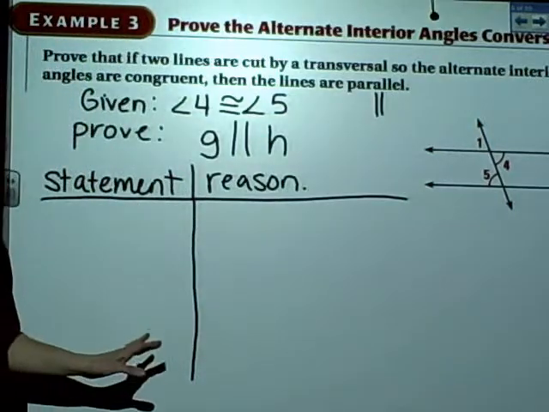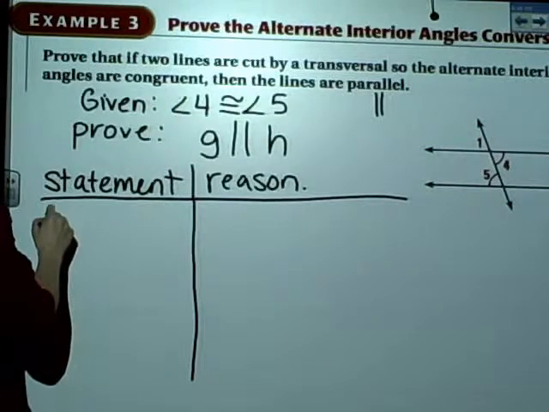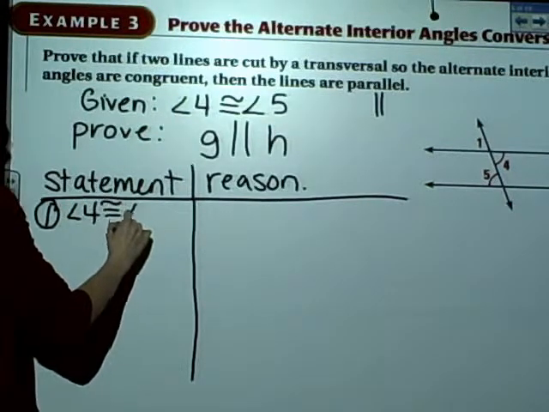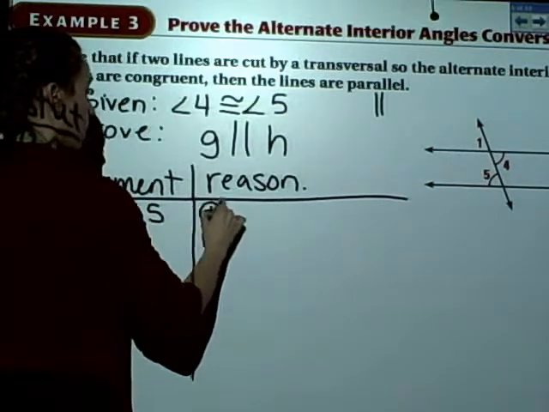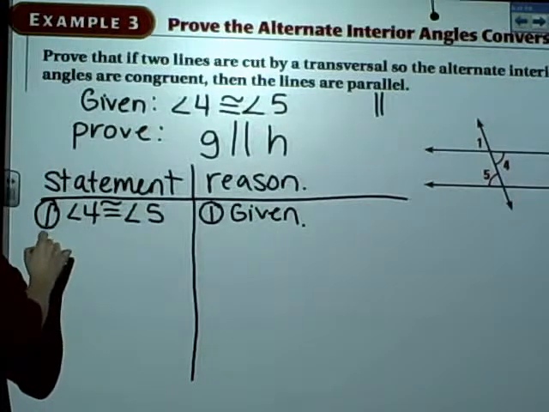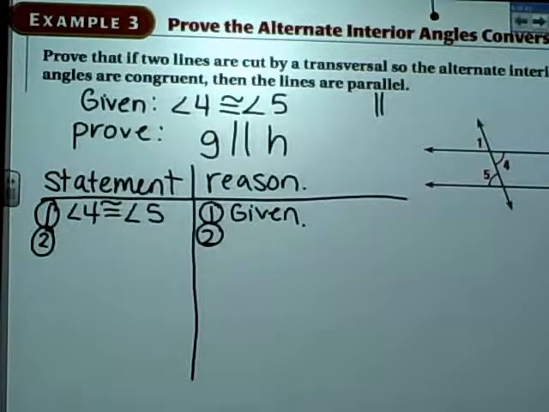We know this by now. The first step is always to write that given down. So we're going to write angle 4 is congruent to angle 5, and the reason is that it's a given. Step 2, let's look at our given. We are given angle 4 and angle 5 are congruent. I can't really do anything with that. I can talk about how their measures are equal, but that's not going to help me a whole lot.